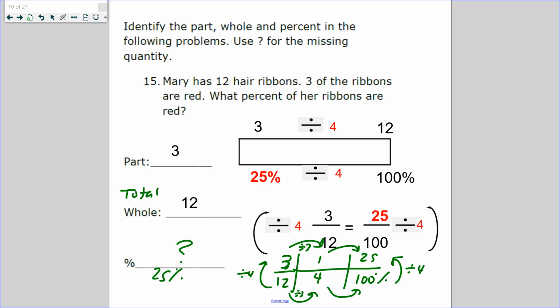So here's a picture. If you had 100% of the ribbons, that's all of them, 12 ribbons. We know that 3 is the part. How do you break down 12 to a 3? Divide by 4. Divide by 4. That's where you get 25%. So picture's good. Table is good.